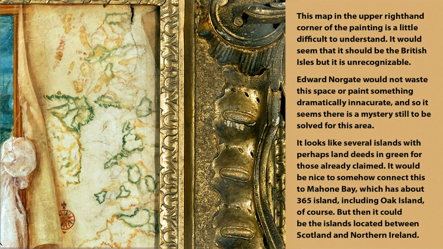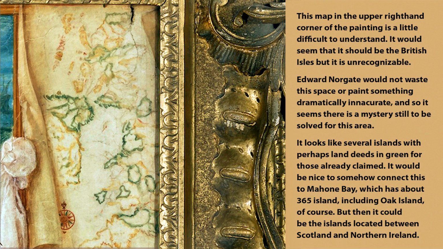And the thing about it, this goes back to Edward Norgate, he would not waste that space on that canvas if that didn't mean something. This was a pretty large area. Yeah, he used up everything, every little nook and cranny, so he wouldn't have left us space like that just to fill space. So we still need to sort that out.